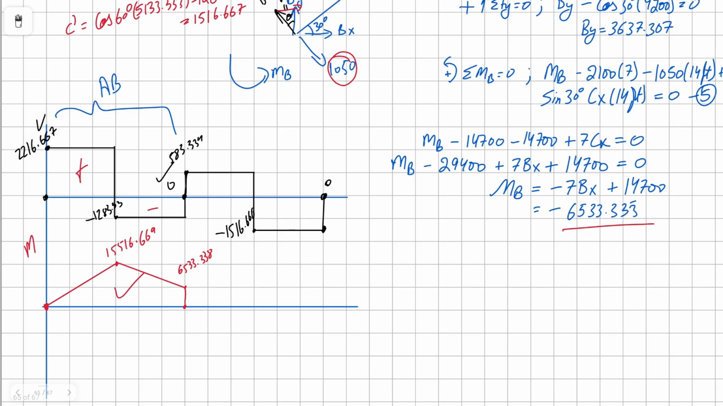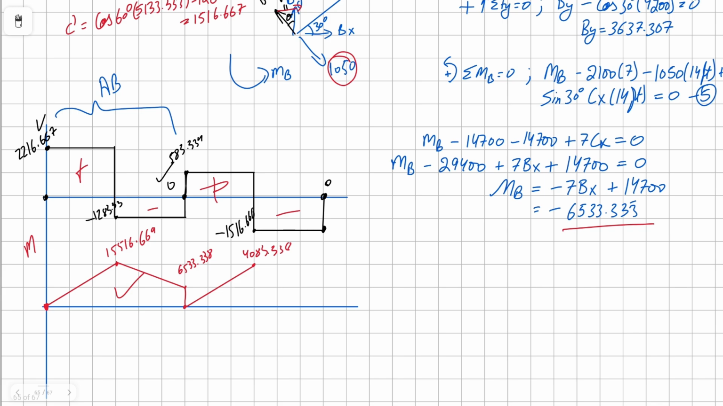And from here we have our moment 6533.333, which will bring us down to 0. That means our moment is correct. And now for the second part, we have this positive area, 583.334 times 7 gives us our peak for this section, which is going to be 4083.338.